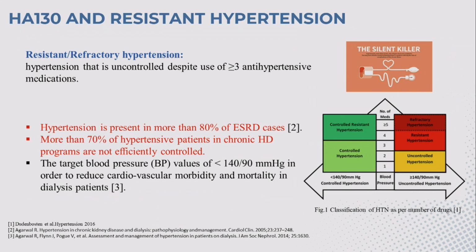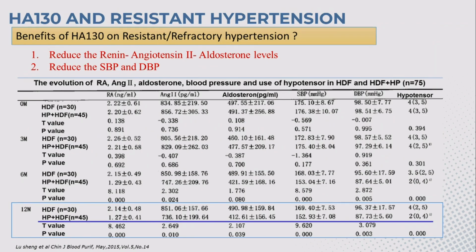Now let us go to resistant hypertension. If you look at this cartoon, if the individual is using 1, 2, 3, 4, 5 BP tablets, and still BP is not controlled, we have to do something about it. On this side, the green part, that is controlled resistant hypertension. We are not talking about controlled resistant hypertension. We are talking about uncontrolled refractory or resistant hypertension. These people benefit with HA130 because of removal of the middle molecules, which we saw in the previous diagram of the 2021 UTOX consensus statement. Resistant hypertension can be treated well.